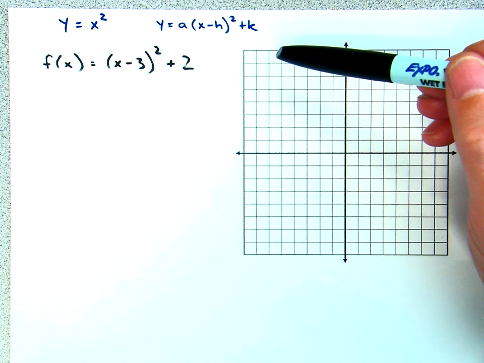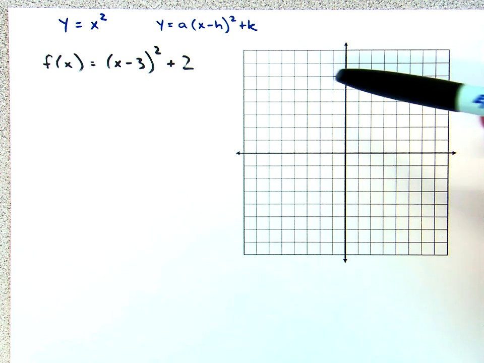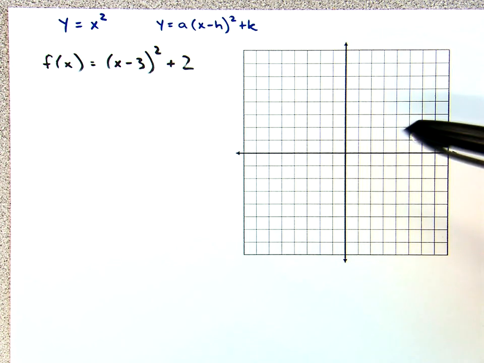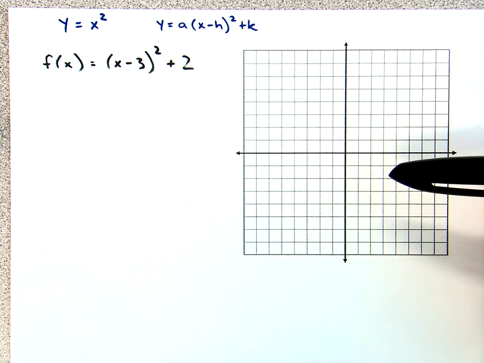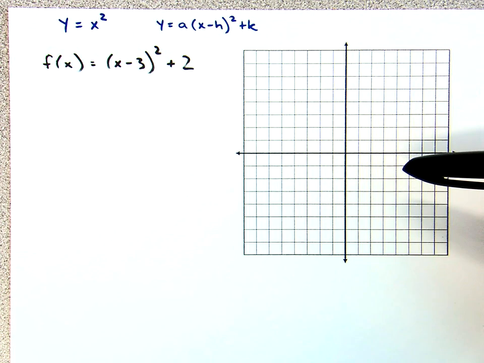And the nice thing about vertex form is that we can just look at the function and put it on the graph somewhere, right? It's the form of the quadratic that we have to do as little work as possible to get it to where we want it to be.